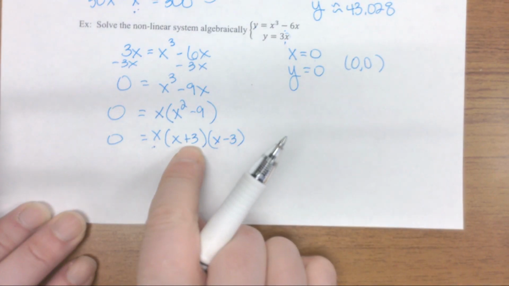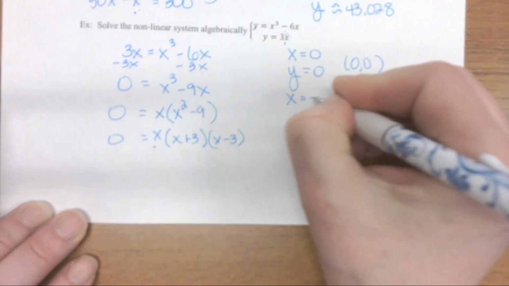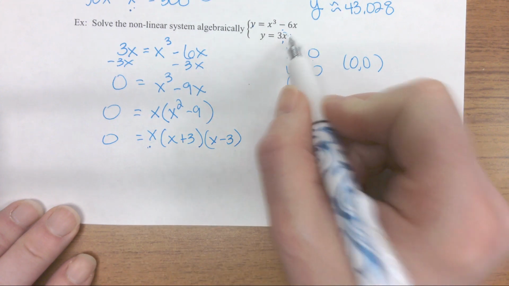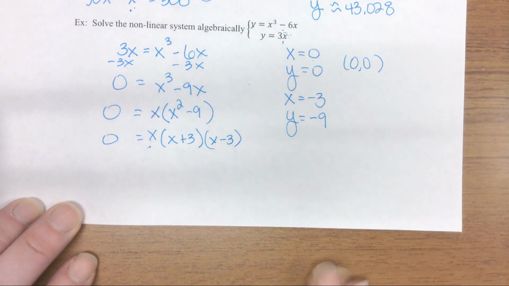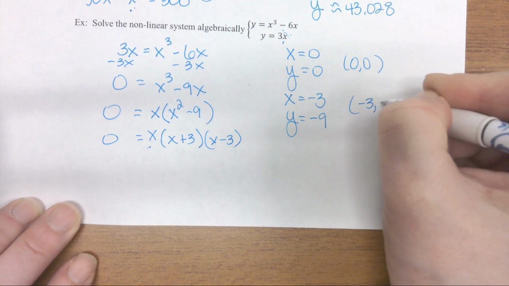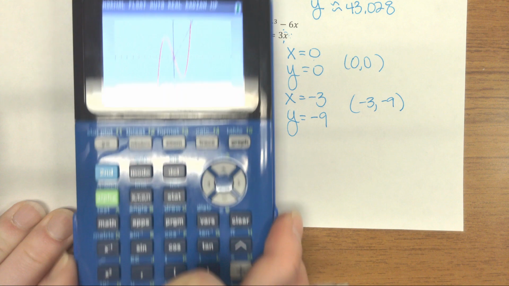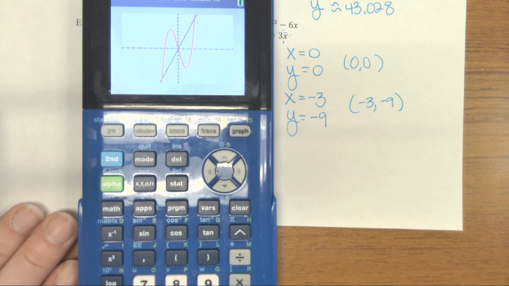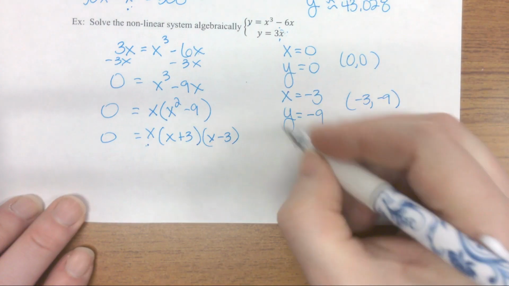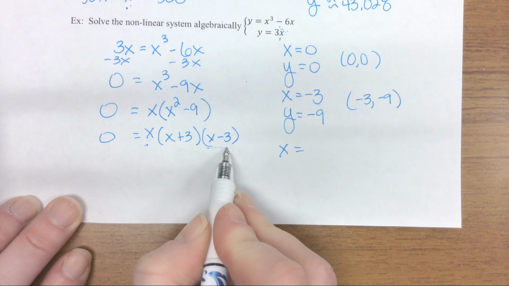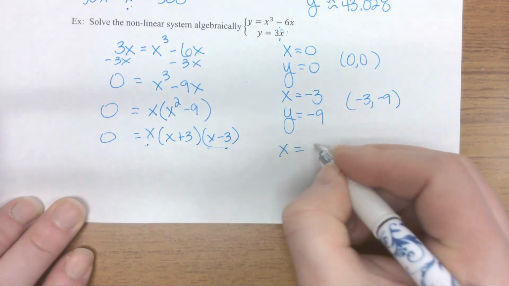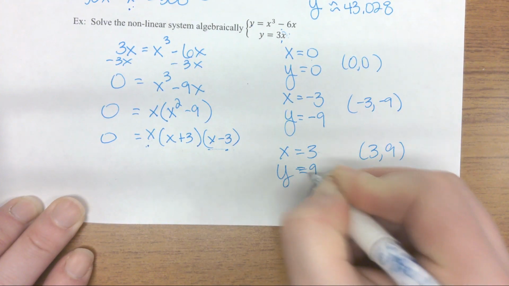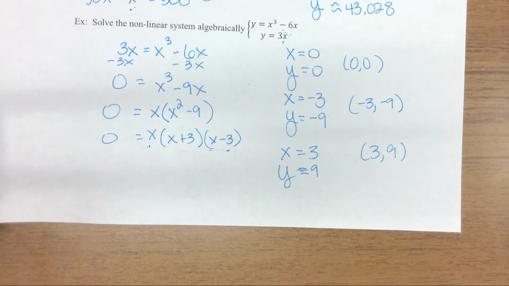If x plus 3 equals 0, that would be x equals negative 3, agreed? And then I plug negative 3 in. 3 times negative 3 is negative 9. This is the ordered pair (negative 3, negative 9). And this graph does look like it meets at that ordered pair. What's the other one you think? (3, 9). So if I solve this, x minus 3 equals 0, add 3 to both sides, we get x equals 3, y equals 9. That's the ordered pair (3, 9). Okay.